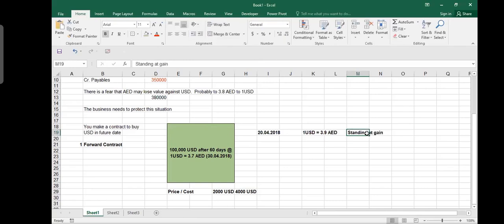Standing at gain means that whoever holds the contract will make a gain from this contract, because from the market you can buy cheap. So I increase the price. If you want, you can buy it. Alternatively, what could happen? Let's suppose that on 25th of April, 2018, the market moves like this.